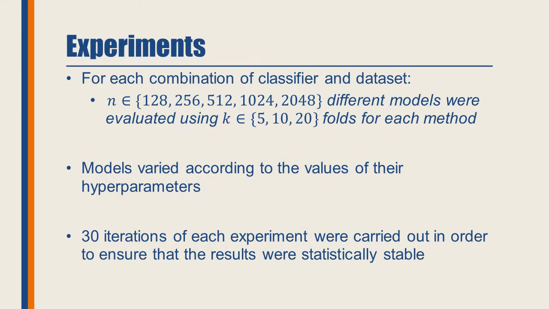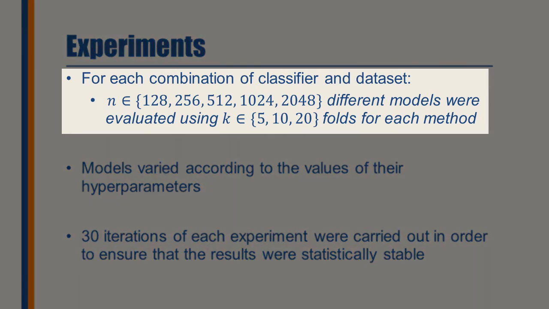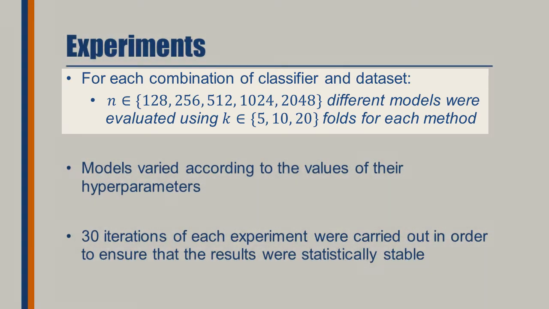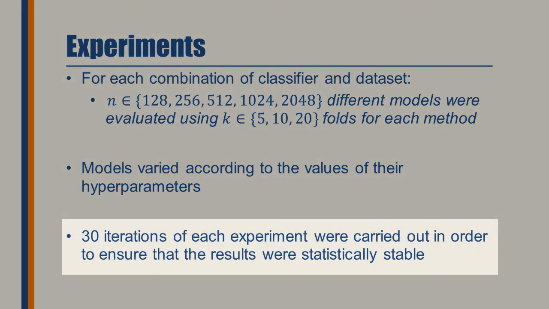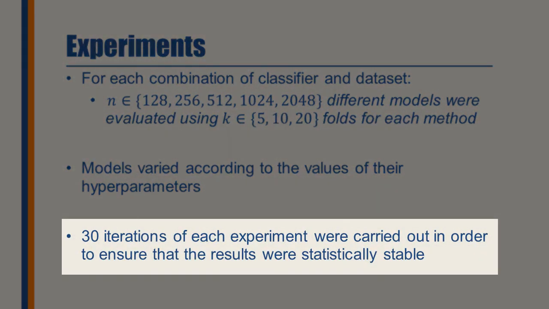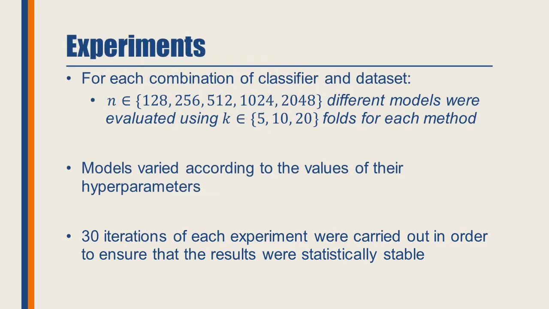For each combination of classifier and dataset used in the experiments, different numbers of models and folds were used for the greedy and standard cross-validation methods. Each candidate model varied from every other candidate model according to the values of its hyperparameters. 30 iterations of each experiment were carried out for each combination of classifier, dataset, and N in order to ensure that the results were statistically stable. So, let's see some results.